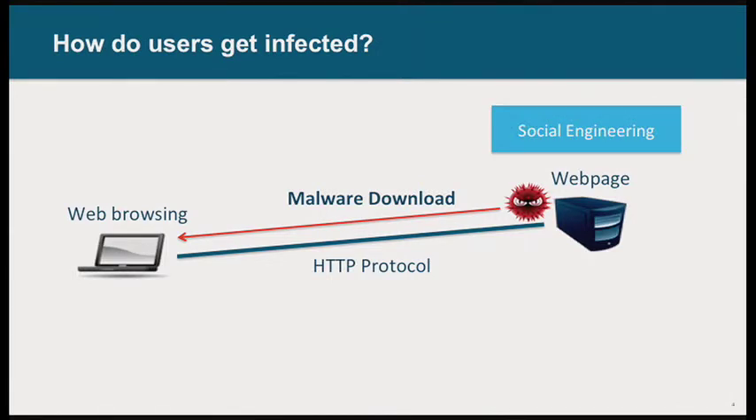Also, users get infected via social engineering. A case of social engineering is when a user is browsing the web and is shown a malicious ad. The malicious ad may tell them that their machine is infected with malware and they need to install this new piece of software to clean it up. And so the user is actually tricked into downloading and installing that malicious binary.